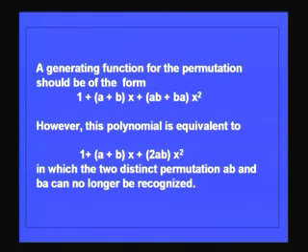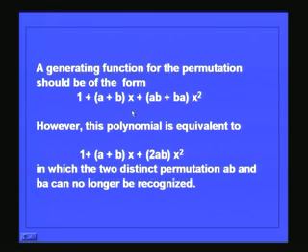A generating function for the permutation, suppose you are having two objects A and B, then it should be of the form 1 + (A + B)x + (AB + BA)x^2. Suppose you are having two objects A and B, then if you do not have any of them, there is only one way of doing it, and if you have one of them, either you can put A or you can put B. If you have two of them, you can arrange them either in the order AB or in the order BA.